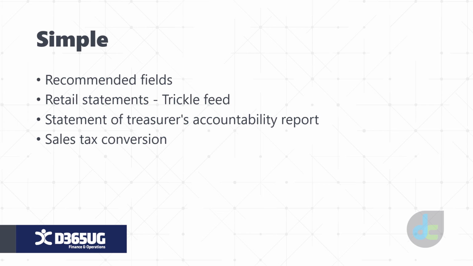Next is for retail statements. You can enable trickle feed. So with this feature off, this is an end of day activity where all of your transactions are collected into a single statement, and then those may be posted in batch. With trickle feed, data trickles in throughout the day as sales occur, and those batch jobs at the store level, at the channel level, execute and push data back to back office.